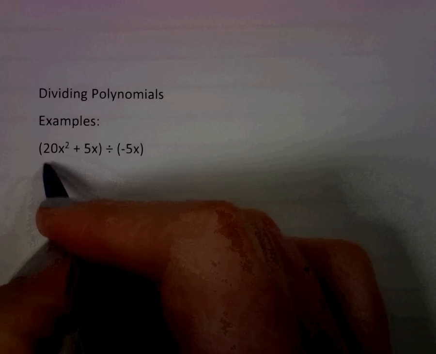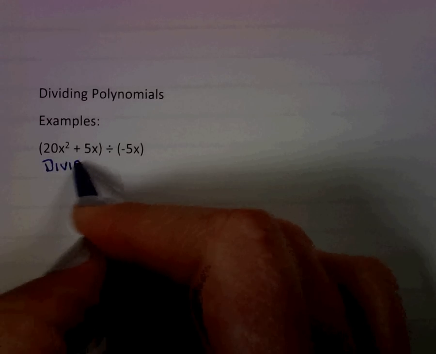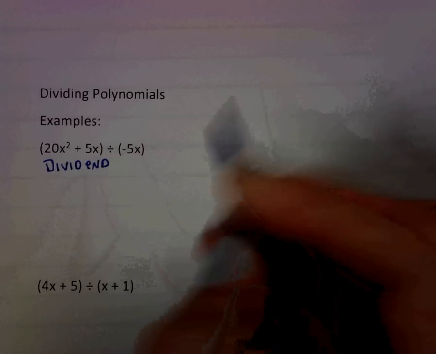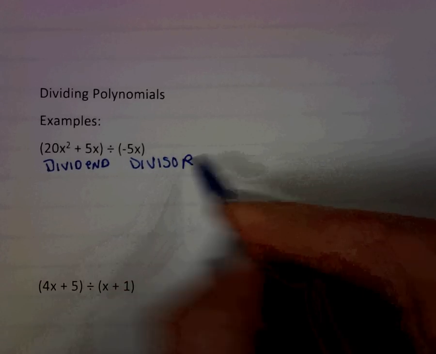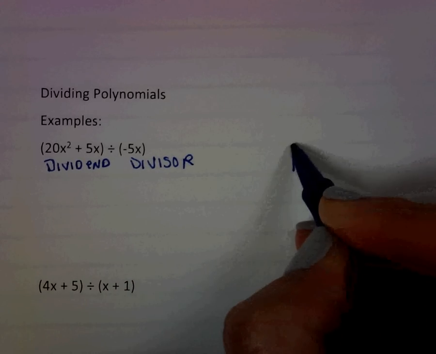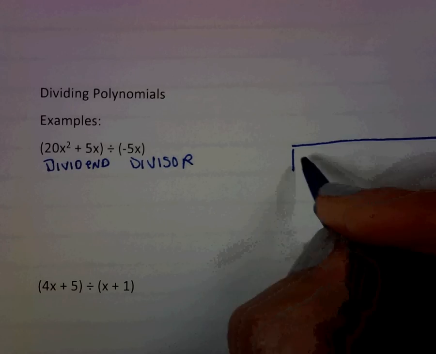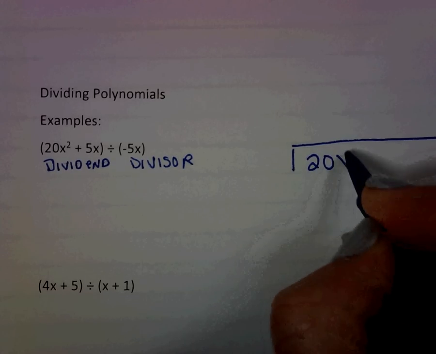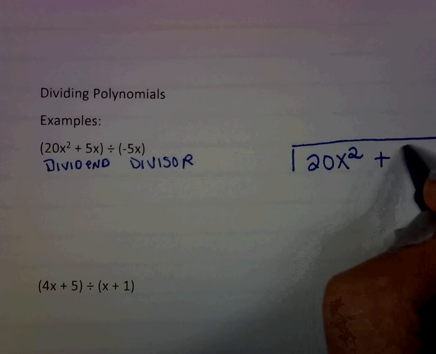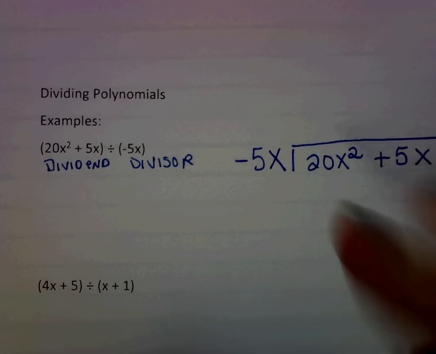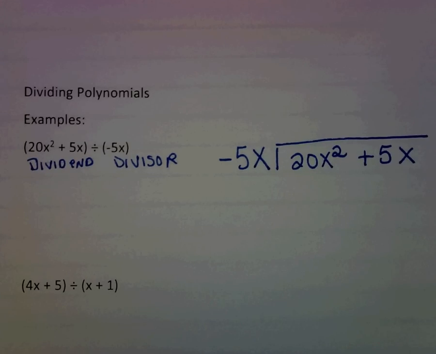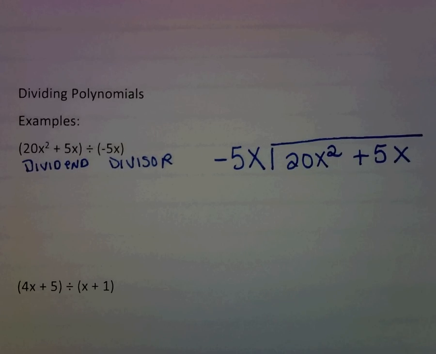Remember that this binomial is our dividend, so it's going to go under our division sign. This is our divisor. So we're going to set this up just like we would a division problem if it was all numbers. Everything is in order, it's in descending order, so we don't have to worry about adding anything here. So to divide this problem, we're only going to think about one term at a time.